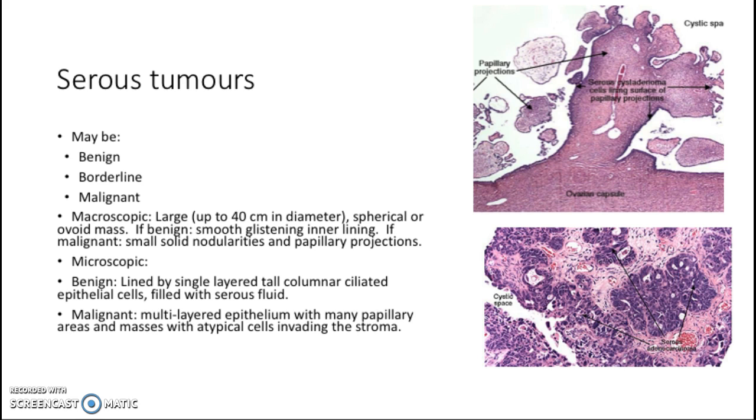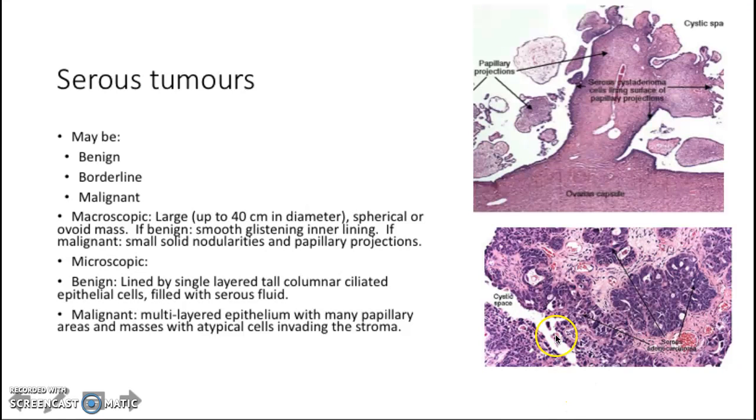Serous tumors may be benign, borderline, or malignant. Grossly, it may be a large, up to 40 cm in diameter, spherical or ovoid mass. If it's benign, it has a smooth, glistening inner lining, and if it's malignant, it has small, solid nodularity and papillary projections. This is important in gross examination of the specimen, so you can get clues whether it's benign or malignant.